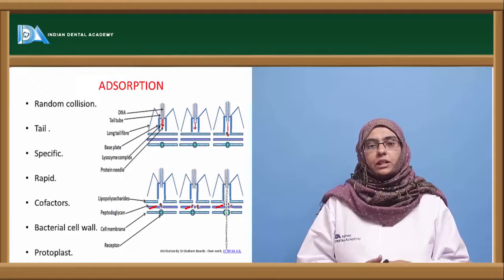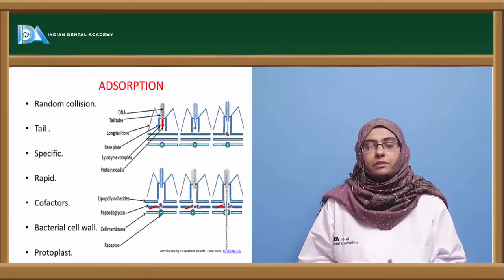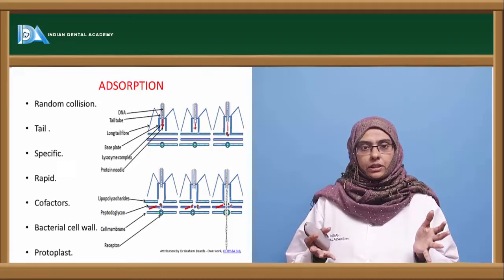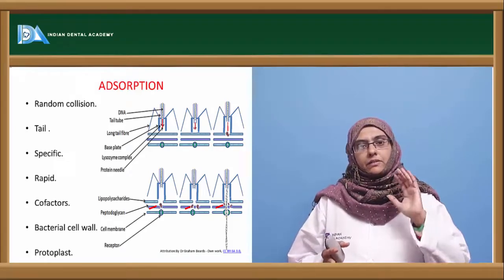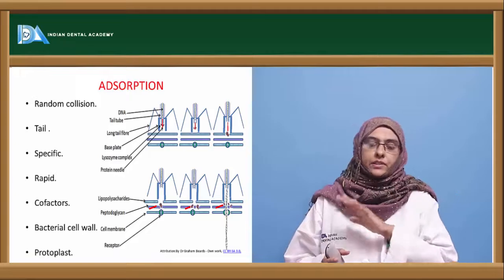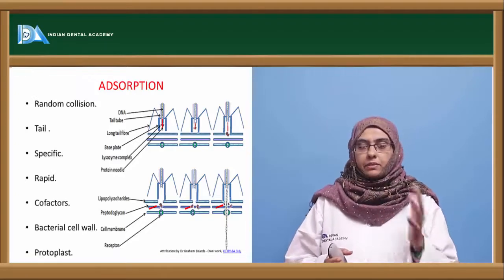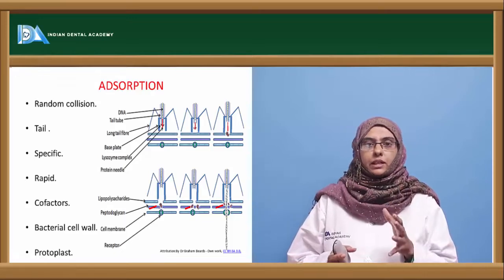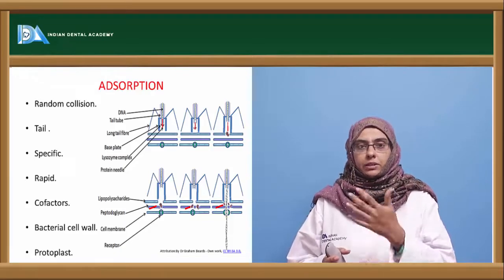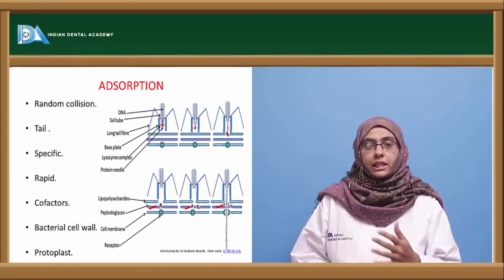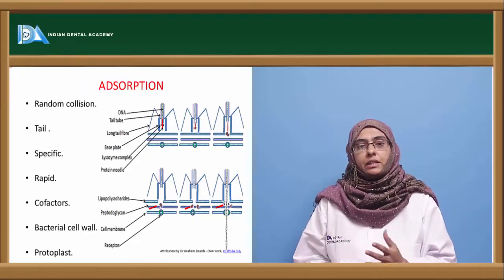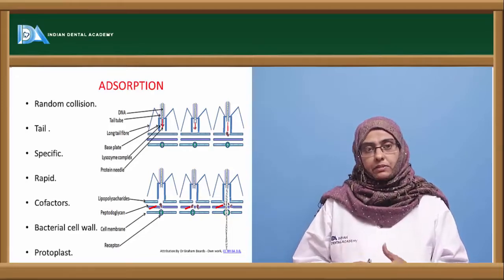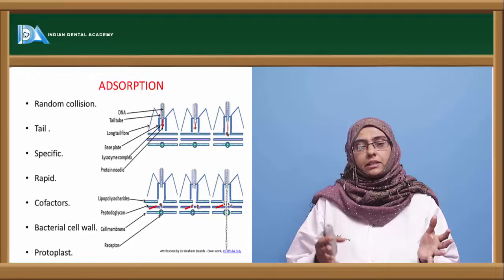Coming to the adsorption, adsorption is a rapid collision between the phages and the bacteria. So when there is a collision between the phages and the bacteria, the phage particle usually scans the surface of the bacteria with the help of the tail fiber, and then attaches to the host cell receptor and carries on the further processes. So it is the tail that helps in identifying the chemical receptors that are present on the host cell. And there is a specificity between the attachment of the tail and the host cell.